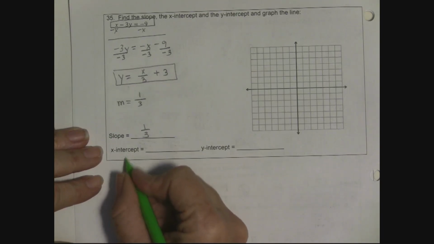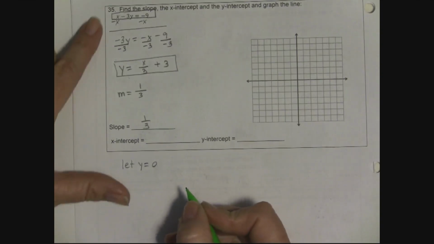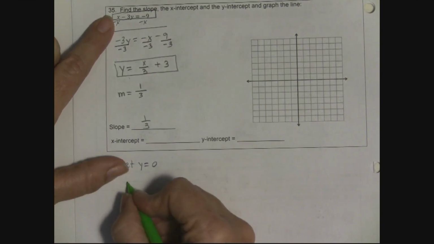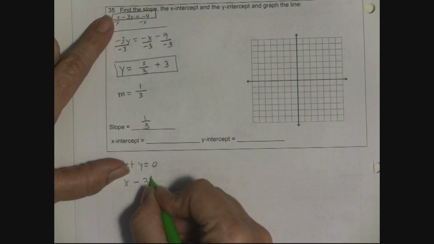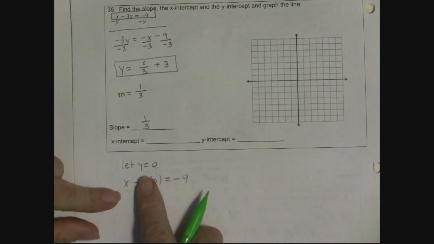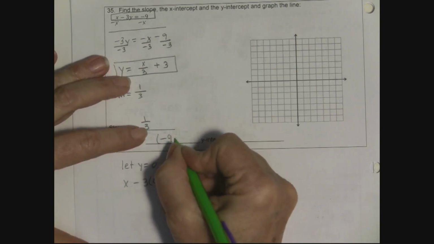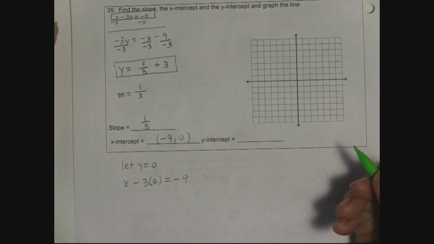So to find the x-intercept, I'm going to let y equal 0, and I'm going back to this form right here, which is x minus 3 times y, which is 0, equals -9. And so x equals -9. And so (-9, 0). And then it asks me for the y-intercept.